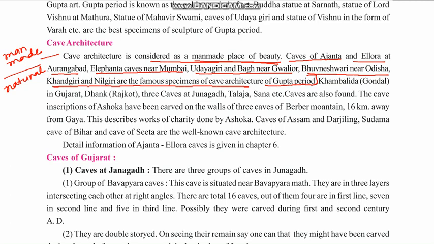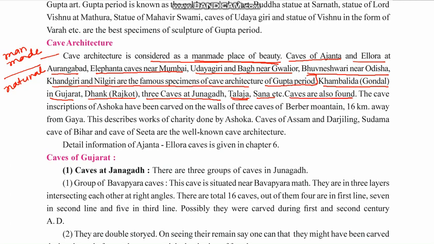Now in Gujarat also there are a lot of caves. Khambhalia, which is near Gondal, Dhank, which is on the way to Rajkot. When you go to Rajkot, Dhank is on the way. Three caves at Junagadh. Talaja, if you have gone to Mahuva, Talaja has a very big mountain with exposed caves. You can see them directly from the road itself. Sana also. These are some of the caves in Gujarat.